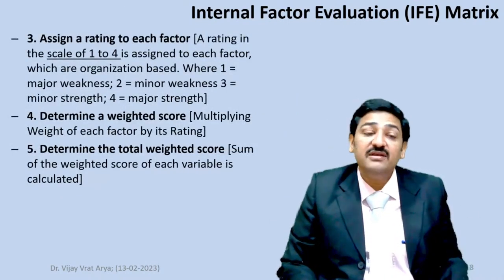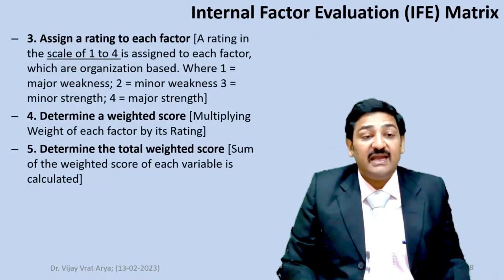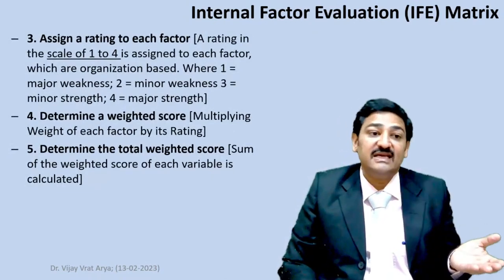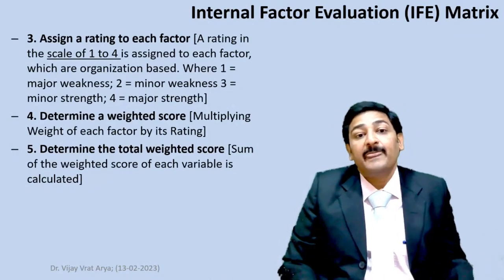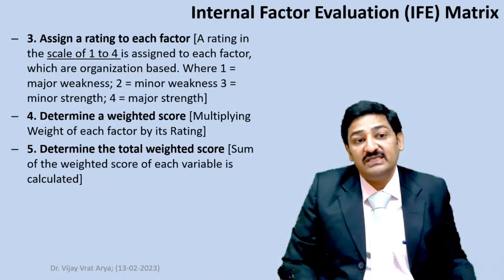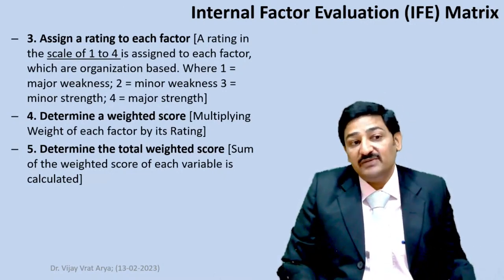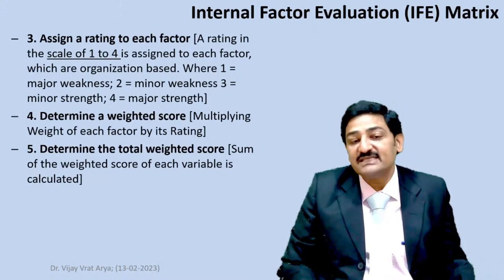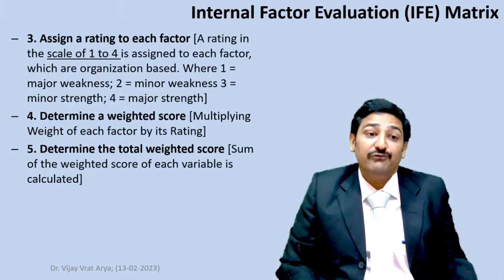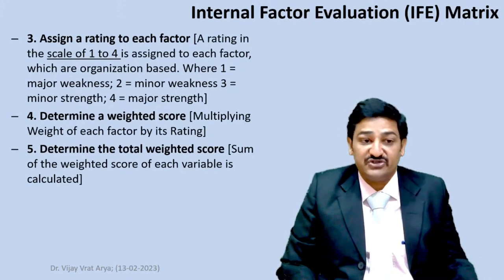In step number 3, we assign a rating to each factor, which can scale between 1 to 4. If the rating is 1, it means a major weakness. If 2, then a minor weakness. If it is 3, then a minor strength. And if the rating is 4, then it shows a major strength.